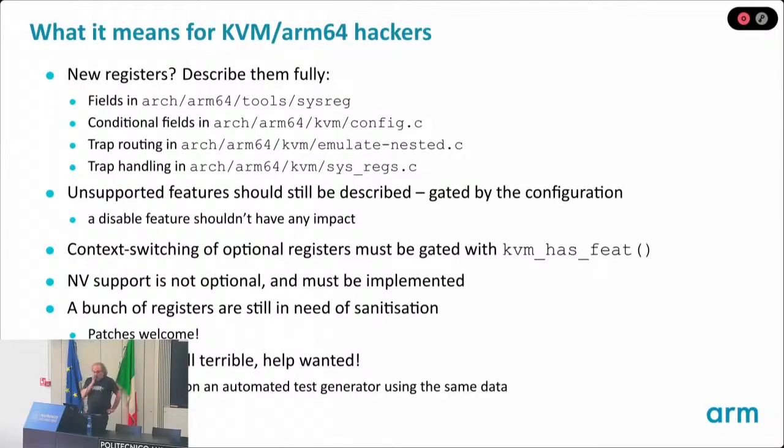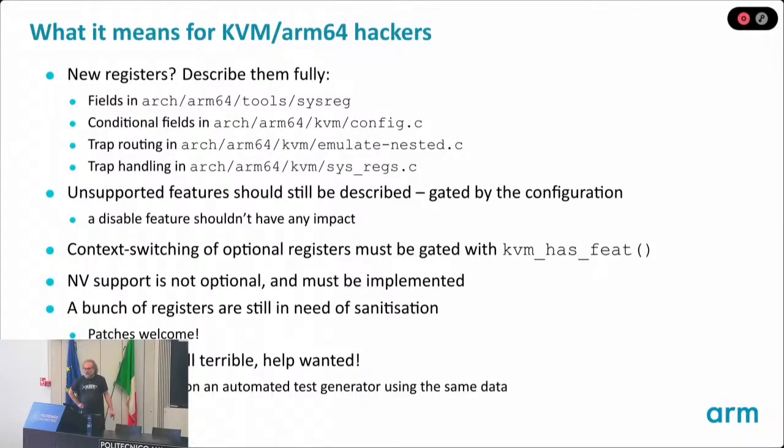So what it means for people actually hacking on KVM. If you have new fields, there's this arm64-wide file, sysreg, where you can put the register description, you auto-generate it, you dump it there, job done. Conditional fields, they're in config.c, and that's what generates a lot of the enforcement on the rest of the configuration. Trap routing is in the really badly named emulate-nested, which is really not about emulating nested anymore. And as usual, if you have to handle a trap, it's still in sysreg.c. That hasn't changed.